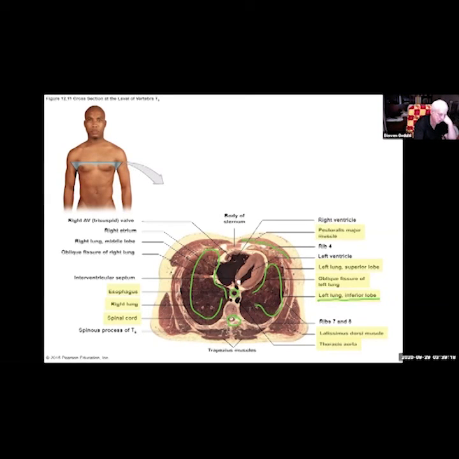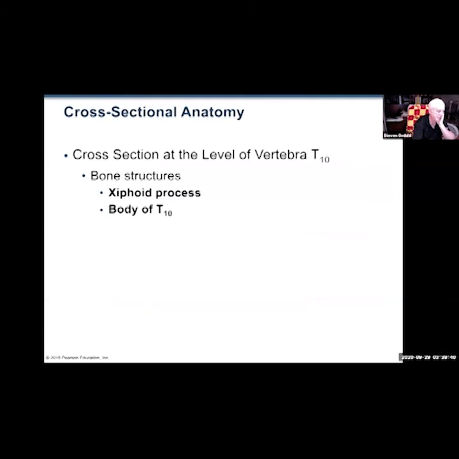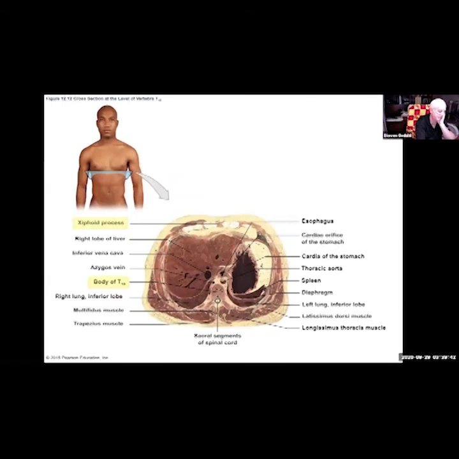And latissimus dorsi muscles on the back, and the thoracic aorta is right here. That's where your aorta runs. Aorta comes off the heart, makes an arch, and starts to come back down through the thorax and through the abdomen of the body. Xiphoid process and T10. Again, the xiphoid process is the tip of the sternum, the very end coming down. And this is the body of T10, thoracic vertebrae number 10. And again, you have your sacral segments where the spinal cord starts to get really small right here.